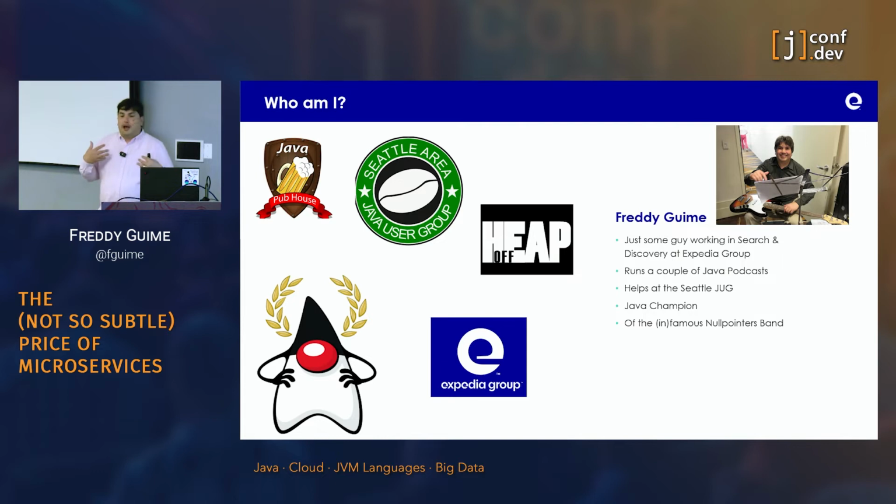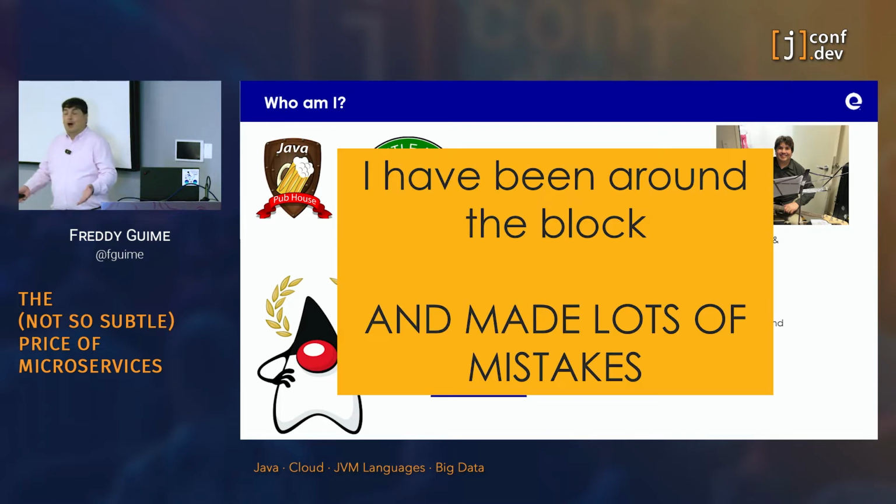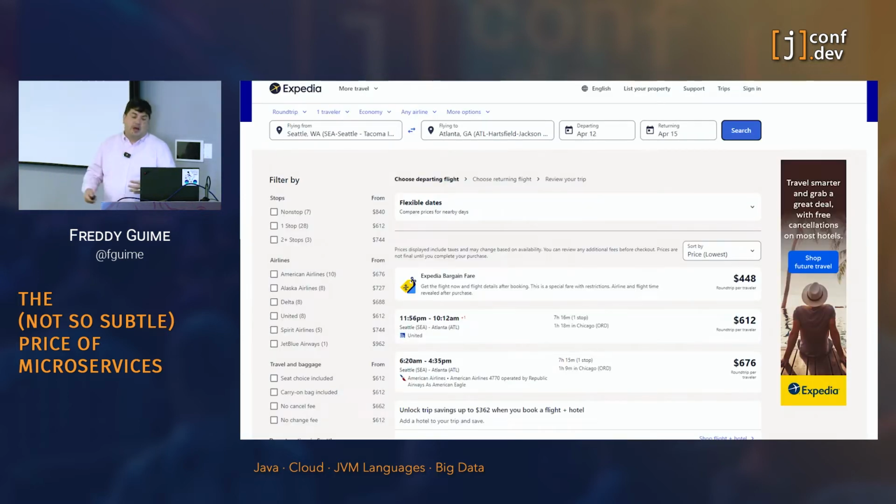So, name's Freddy. I run the Java Pub House, which is a Java learning podcast. I also run Java of Heap, which is essentially Java News. Being honored to be a Java champion, I help co-organize the Seattle Java Users Group, and I'm part of Expedia Group, right? And what all this really means is being around the block and made a lot of mistakes. So what I want to do is kind of share that a little bit with all of you so that hopefully you learn from my mistakes, right?